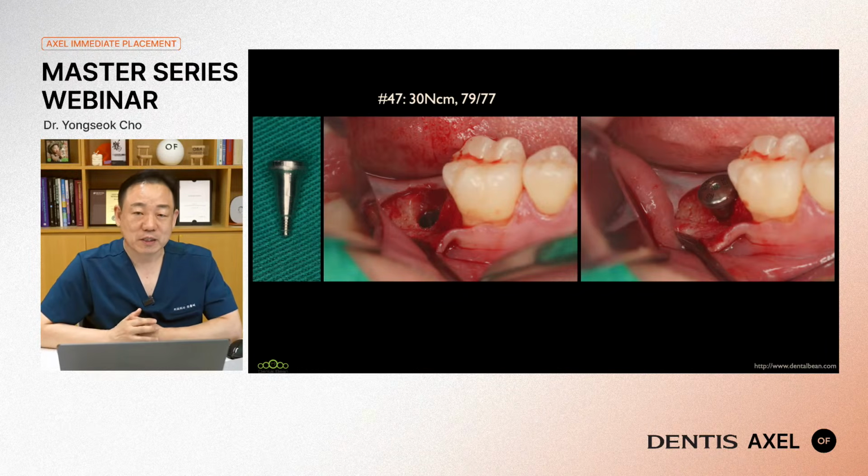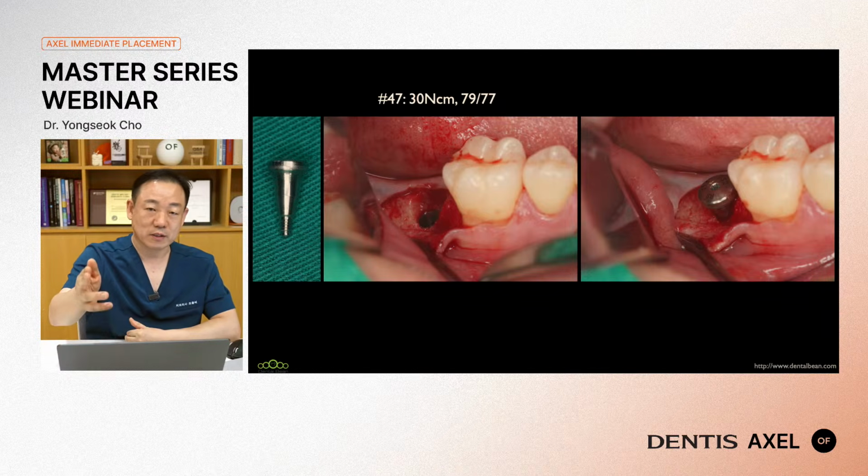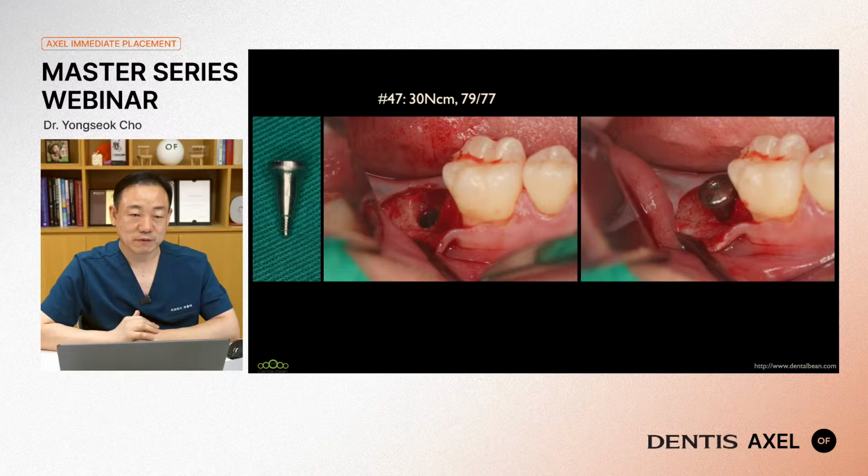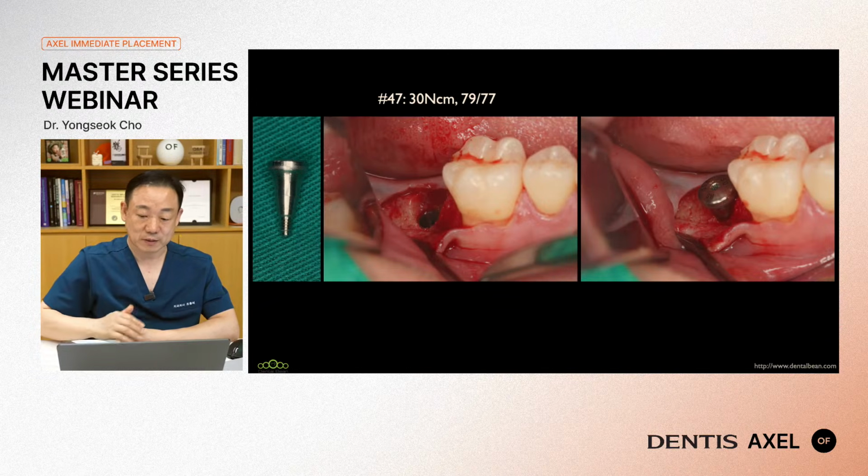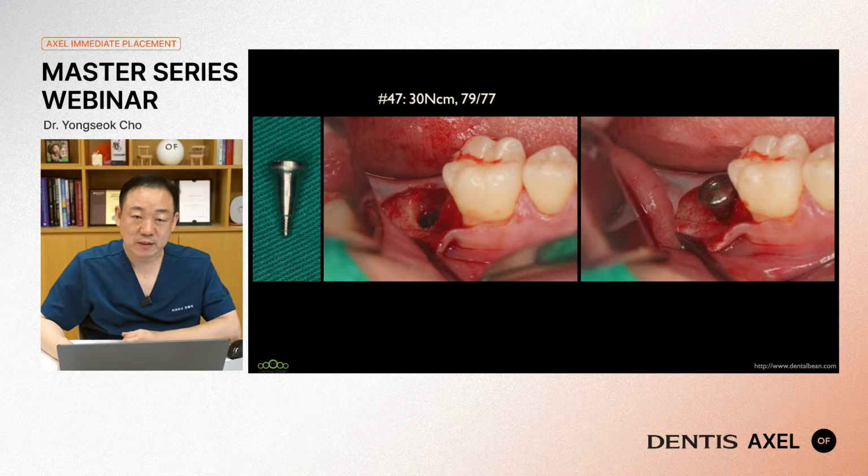ISQ value 79, 77. Insertion torque 30 Newton centimeter, and I connected the 5 healing abutment. That means the depth is 5 millimeter. Then I can do an apically positioned suture in this case.